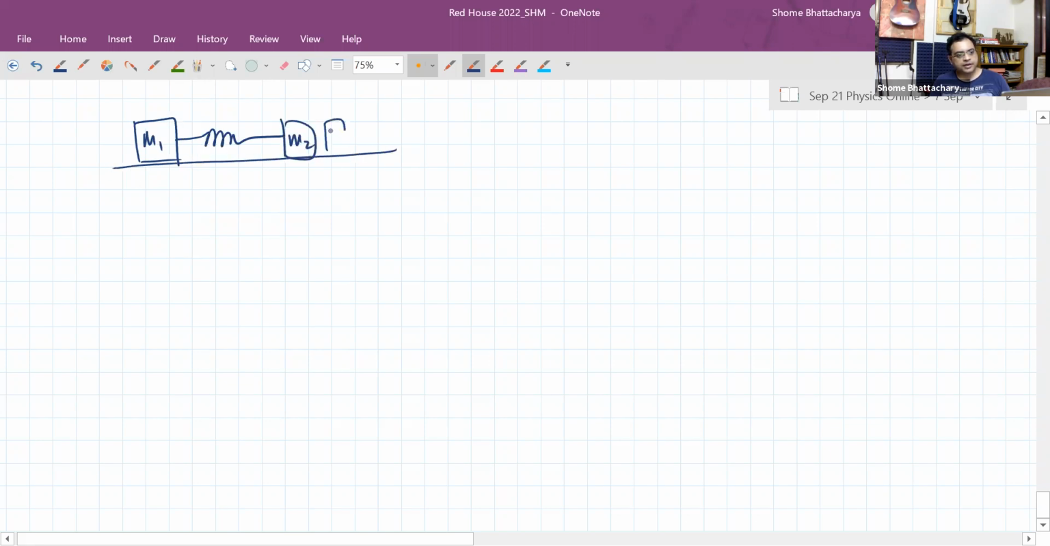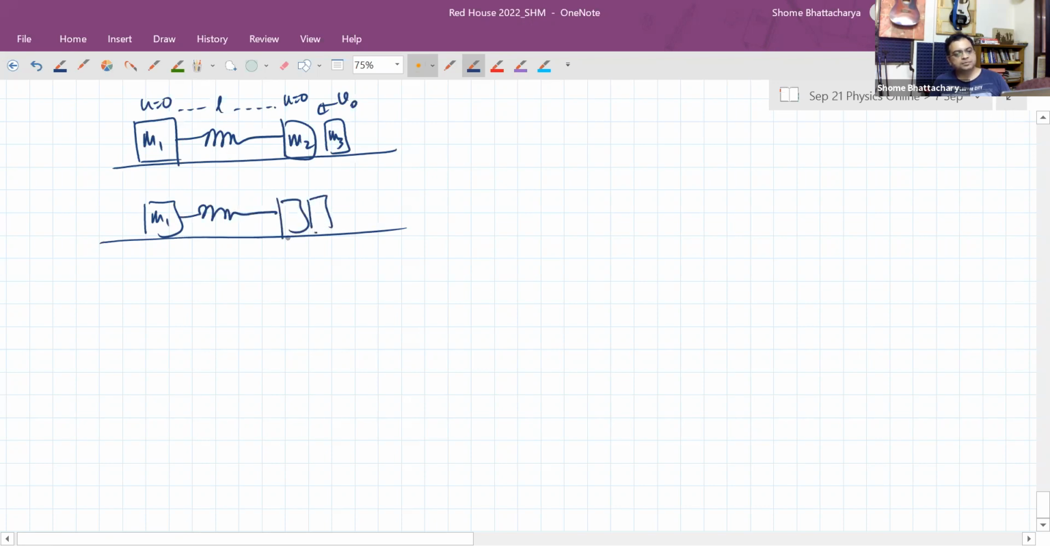Just before impact, this block has a velocity v naught, this spring is at natural length, and this block is at rest. Just after impact, the impact will not result in anything happening to this block, so it will remain at rest, but this one will develop a velocity.